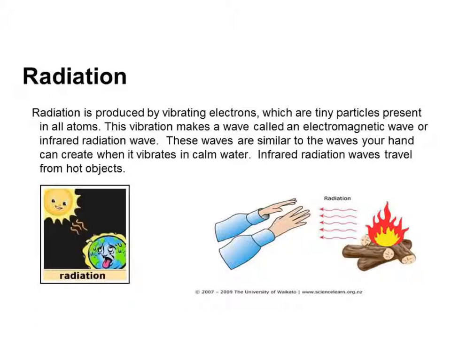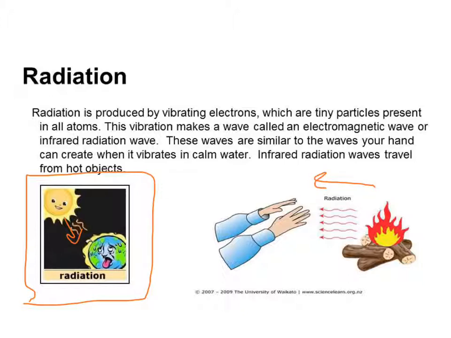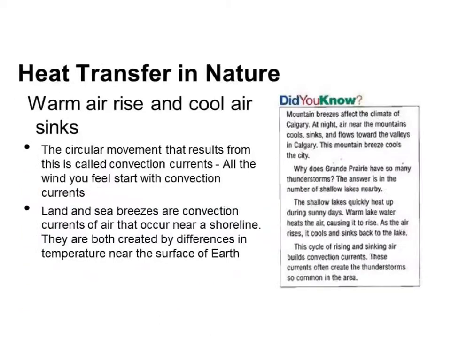Now, infrared radiation travels from hot objects. Just like in relation to the Earth and the Sun here, we have the hot sun sending radiating waves to the Earth. Or if you're sitting around a fire, if you're out camping, you have the waves coming from the hot fire, so those radiated waves travel towards your hands and warm them up.